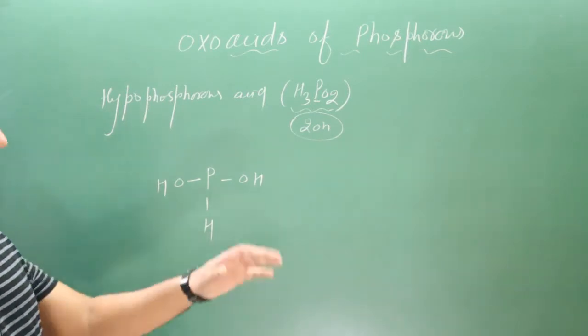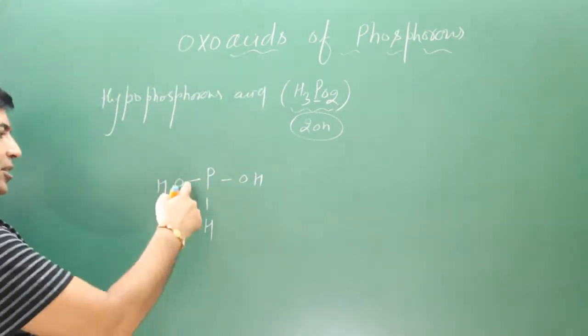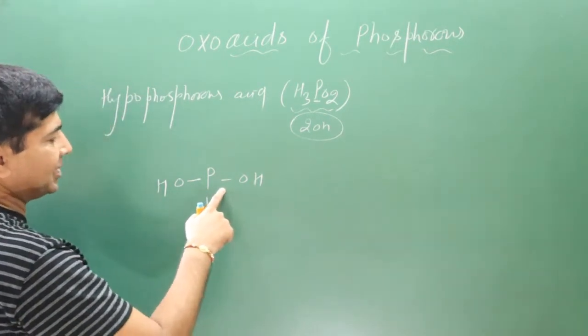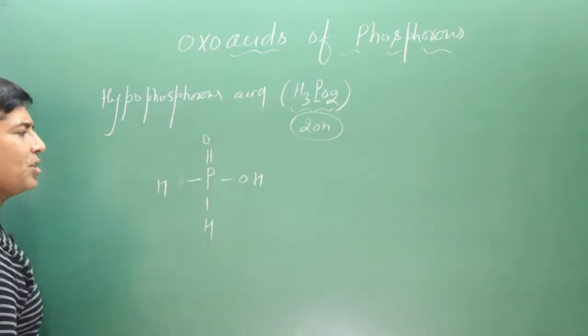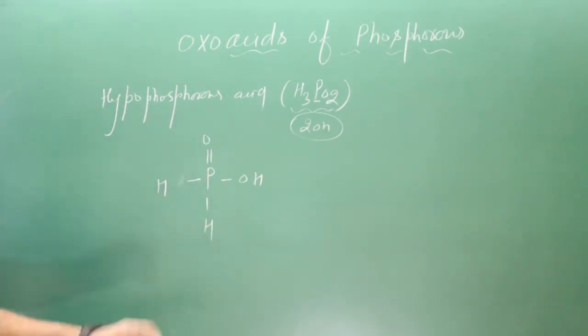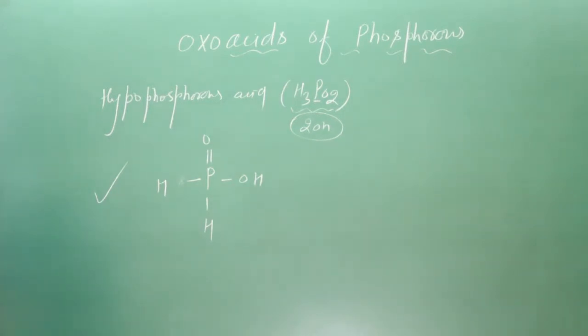Keep in mind phosphorus has 5 valence electrons, so it must form 5 bonds. You can see it is forming only 3 bonds, which means its valency is not satisfied. I remove this oxygen and attach this oxygen to phosphorus via a double bond. Now you can see the valency of phosphorus is satisfied. This is the structure of hypophosphorus acid.